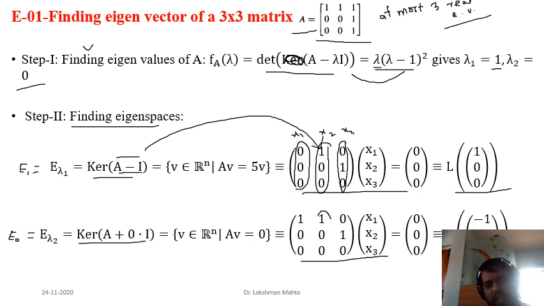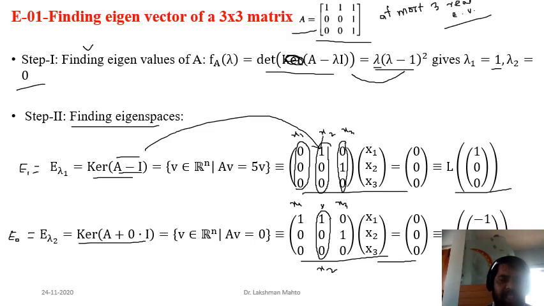The second column is not a pivot column, because it is just a repetition of the first column. And the third column is again a pivot column. So you can say that x1 is a dependent variable, x3 is a dependent variable, but x2 is a free variable. So x2 can take any value freely.